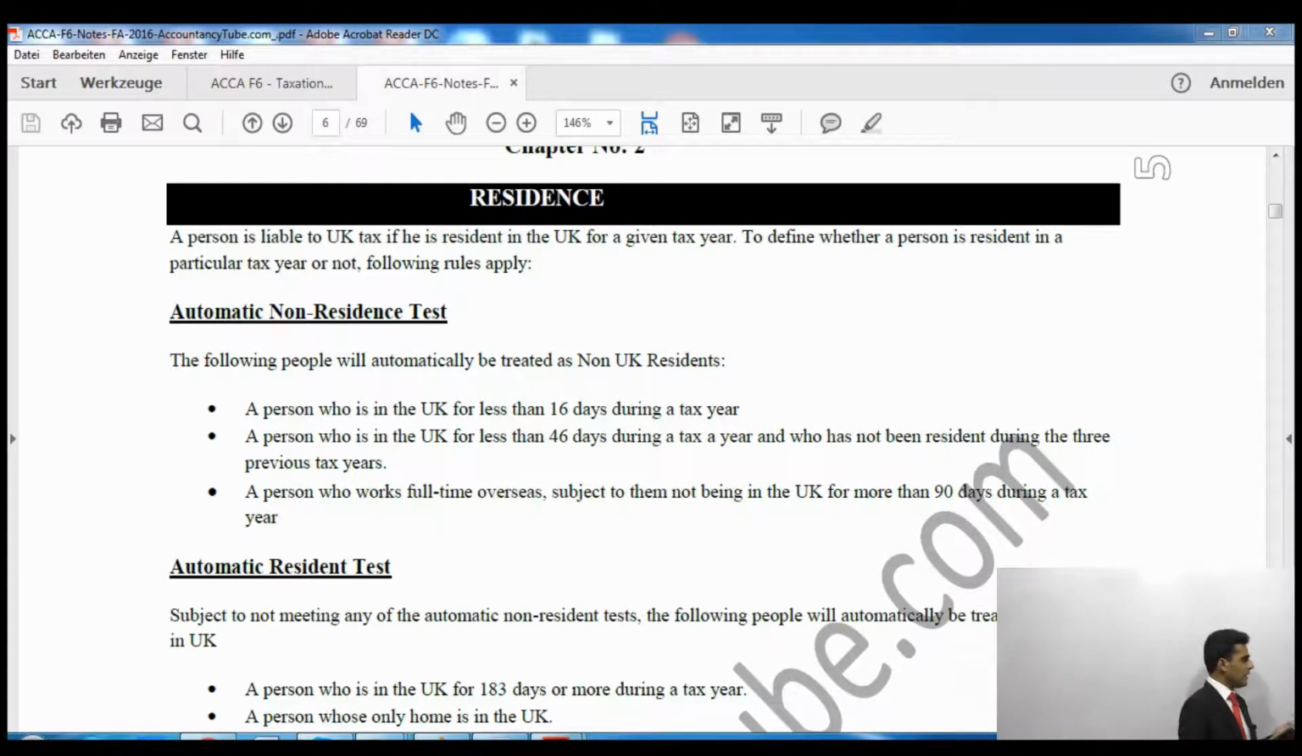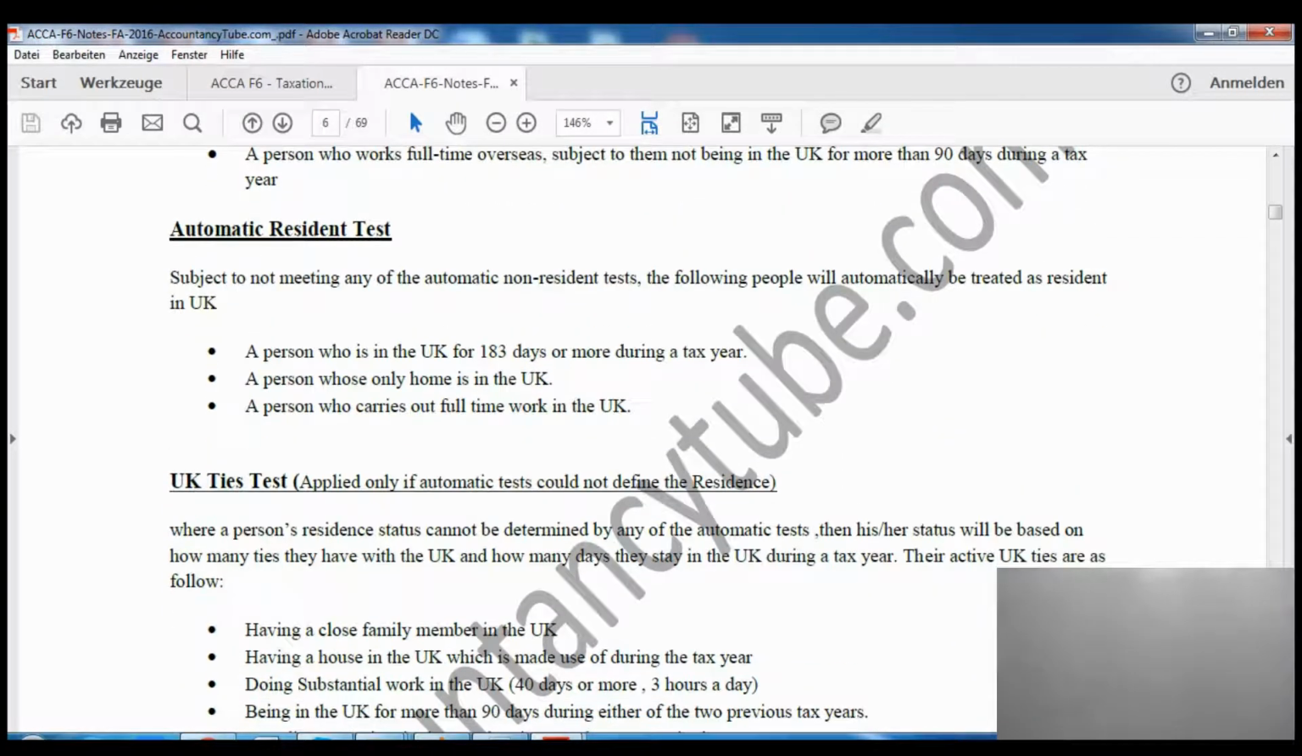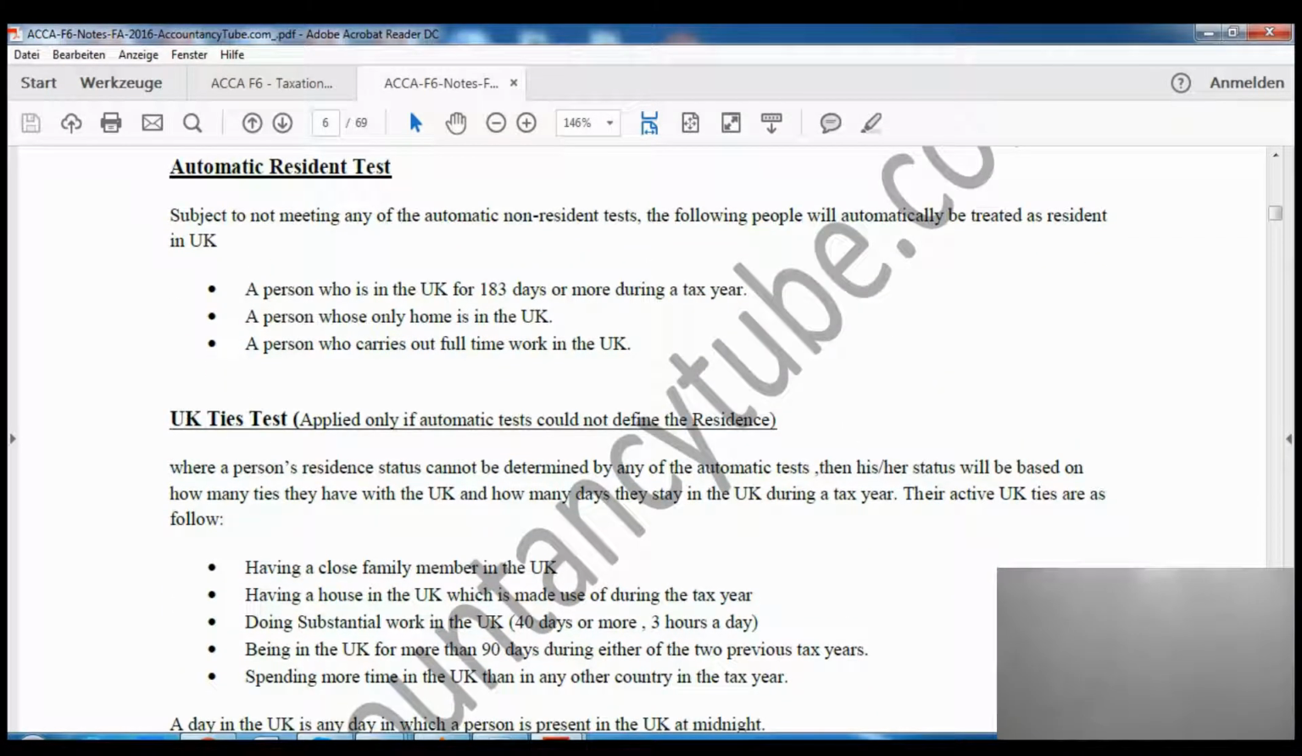The second tests are automatic resident tests. Now these are the tests. If any of these tests applies to you, it means that you will be automatically a UK resident. Alright? Now what are these tests?